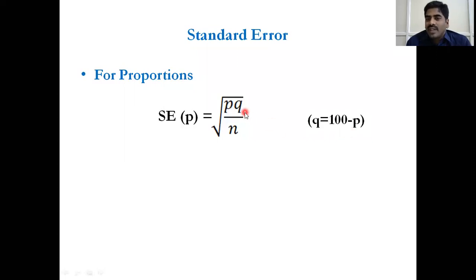Q is also 50. And what is N? N is the number of samples, a small n, that is equal to 30. You will get the standard error of P.